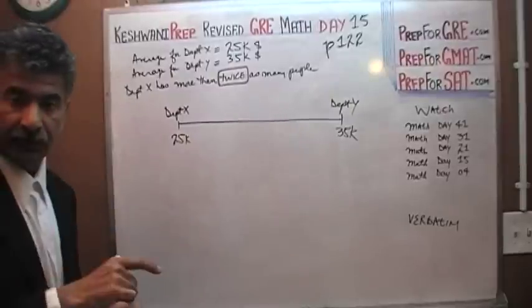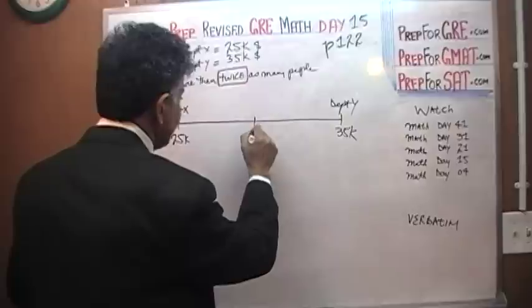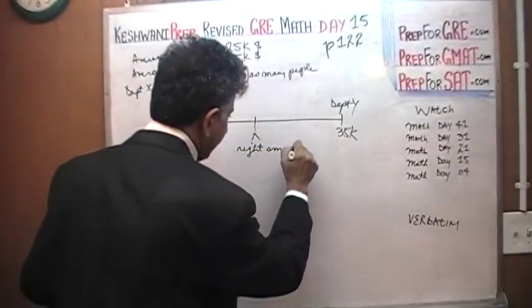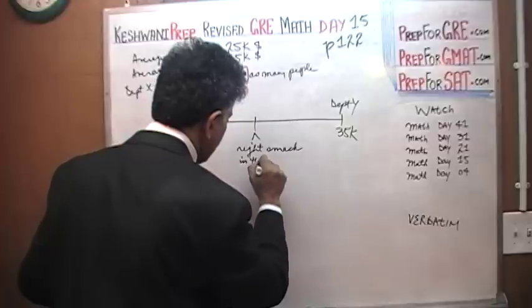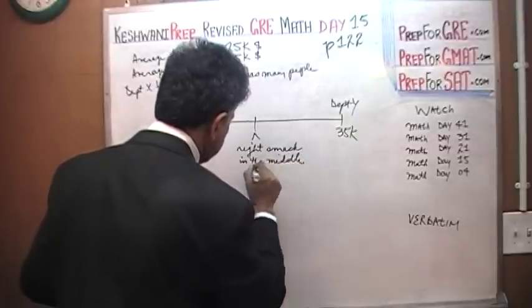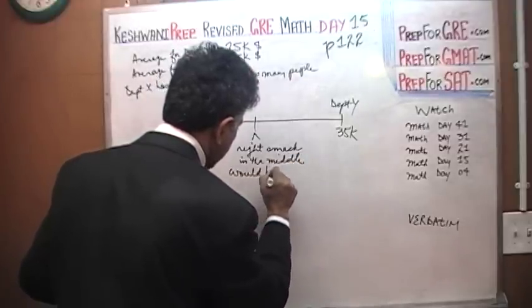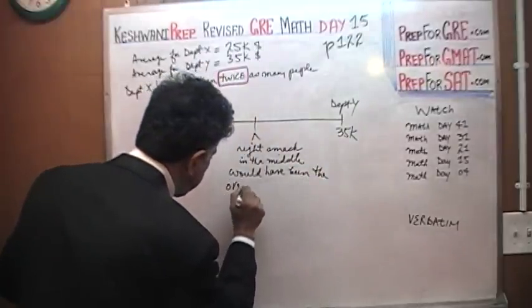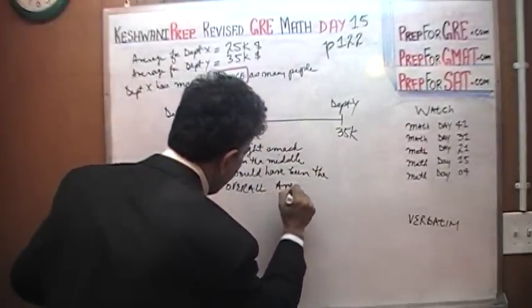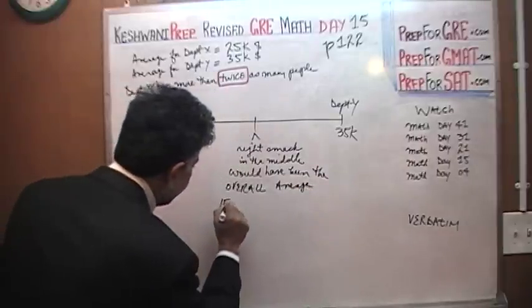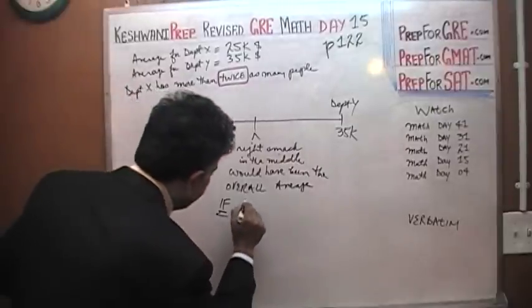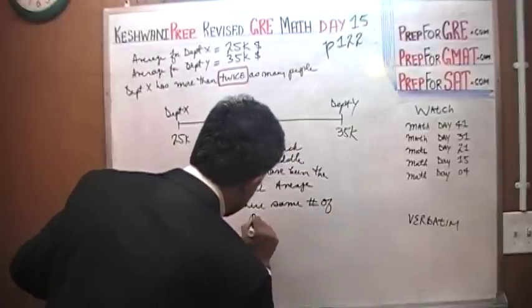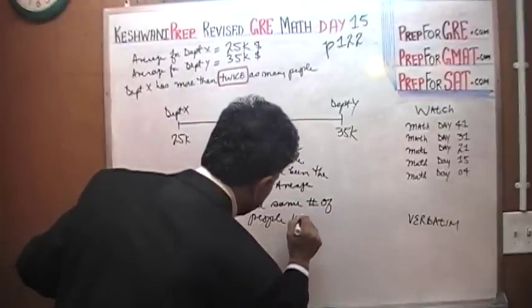The overall average for the entire firm would have been right smack in the middle if there were the same number of people in both departments.